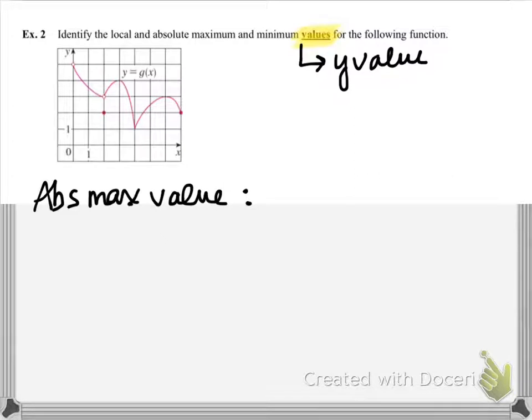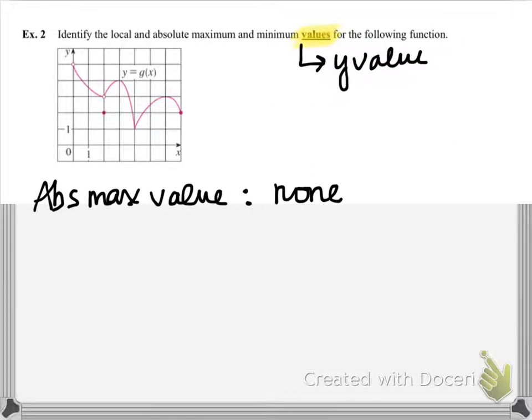We're looking for the largest y value over this entire domain. And you'll notice that the left endpoint here has an open dot, so we don't actually have this value in the domain. Although this is the highest point over the entire graph, because of the open dot, it's not in the domain of the function, so we don't actually have an absolute max value. Where that y value occurs is not in the domain, therefore that y value is not in the range. So that's kind of an interesting one. There's no absolute max value.